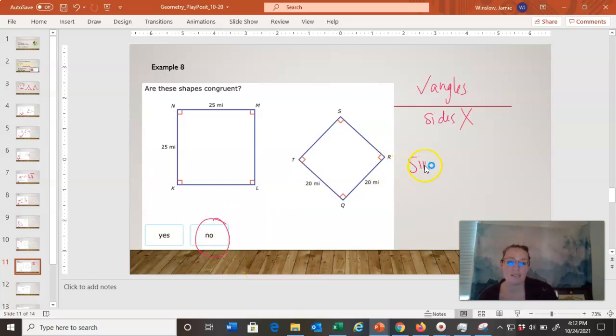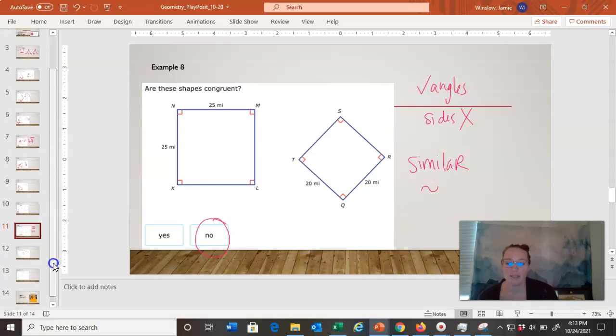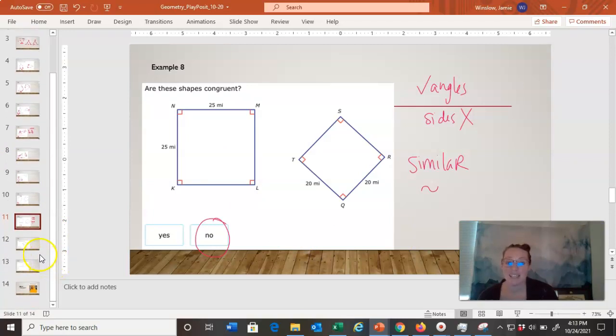This is what we call similar shapes. And the symbol for similar is just this single squiggle. And we're going to learn about similar shapes soon. Similar shapes have equal angles and proportional sides. So we're going to learn about those coming up. These are not congruent because the side lengths are not the same on corresponding side lengths.